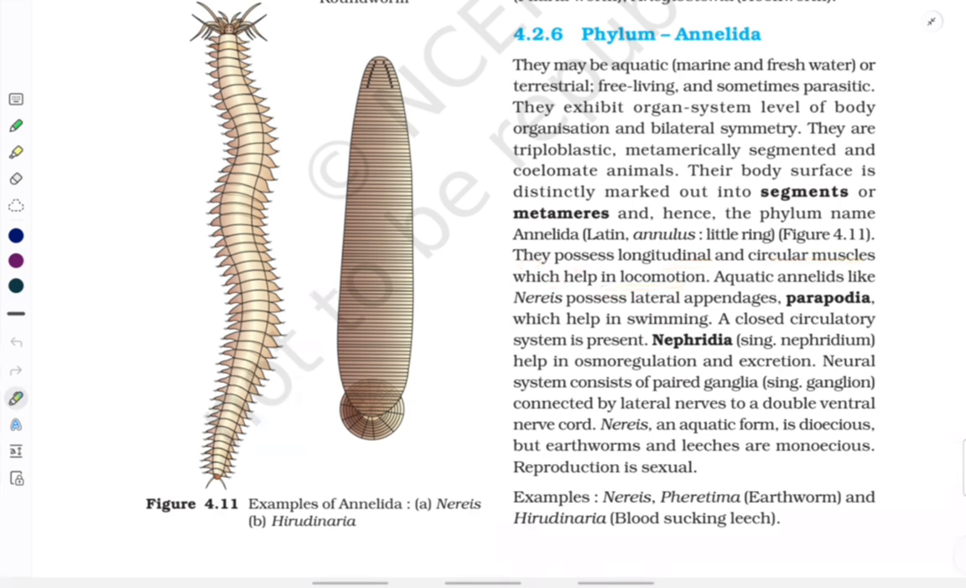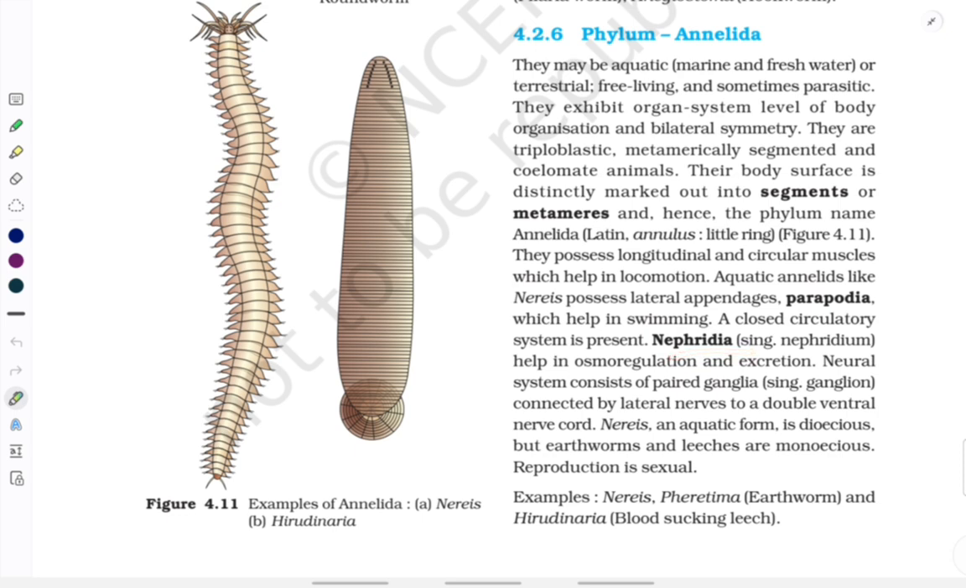So what sort of muscles do they have? They have longitudinal as well as circular muscles. The aquatic annelids like Nereis possess lateral appendages also. So this one is Nereis. Can you see the lateral appendages? These are the lateral appendages that are being talked about. We can call them parapodia, which help in swimming. A closed circulatory system is also present.